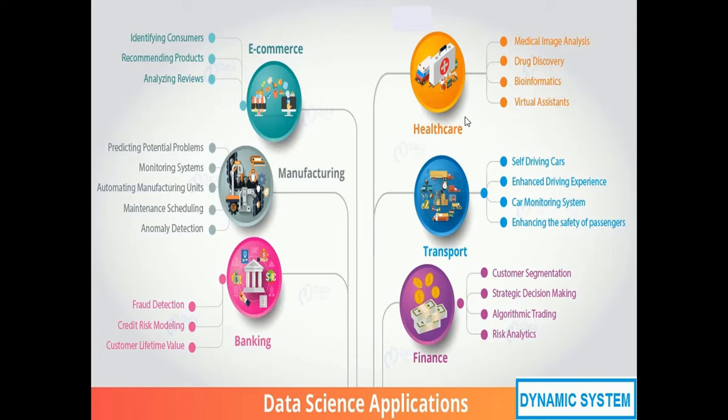In your transport sector, data science is used for self-driving cars, enhanced driving experience, car monitoring systems, and enhancing the safety of passengers. In your finance sector, it is used for customer segmentation, strategic decision making, algorithmic trading, and risk analysis. Also in your education sector, agriculture sector, government sector, and other service sectors, data science is used.